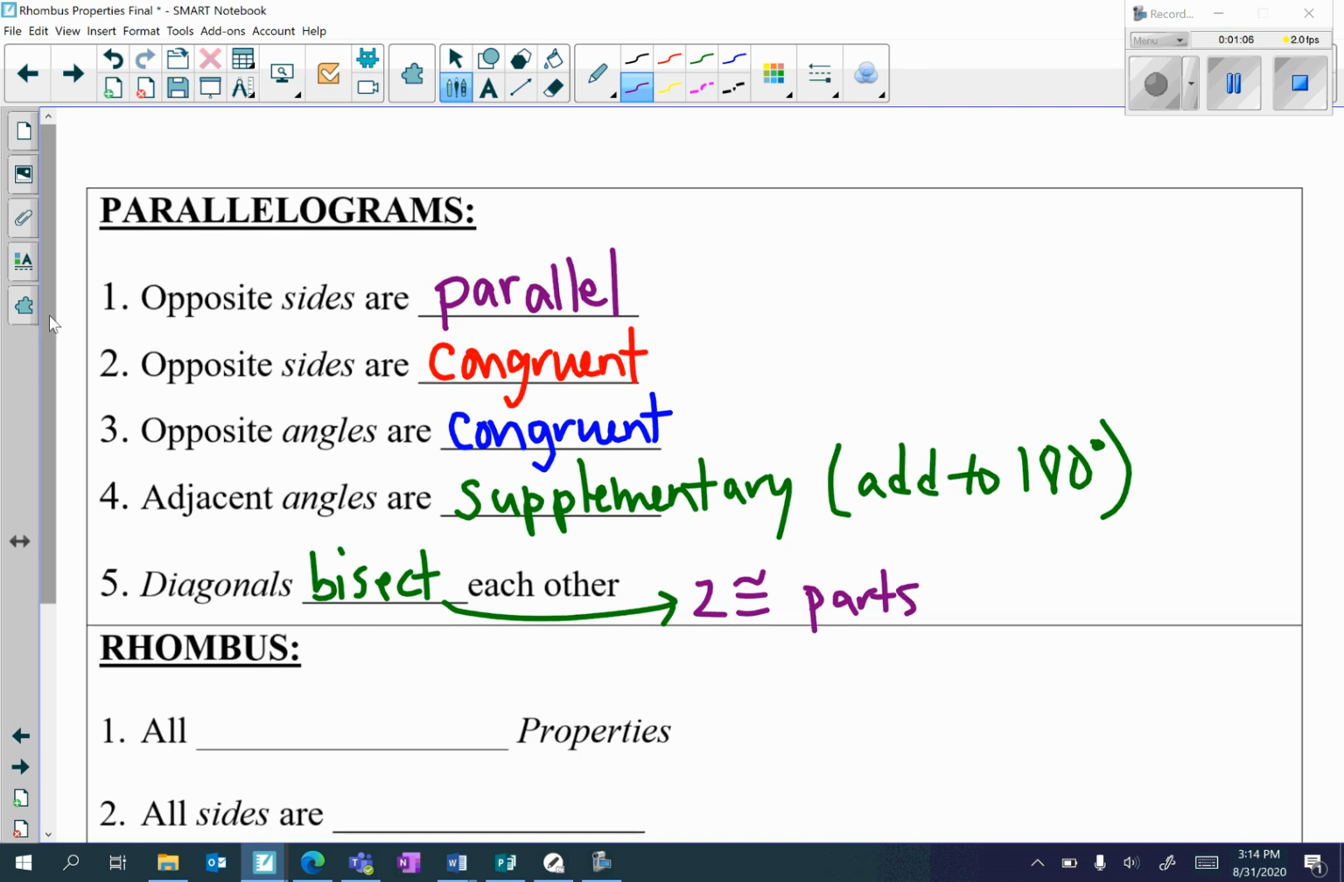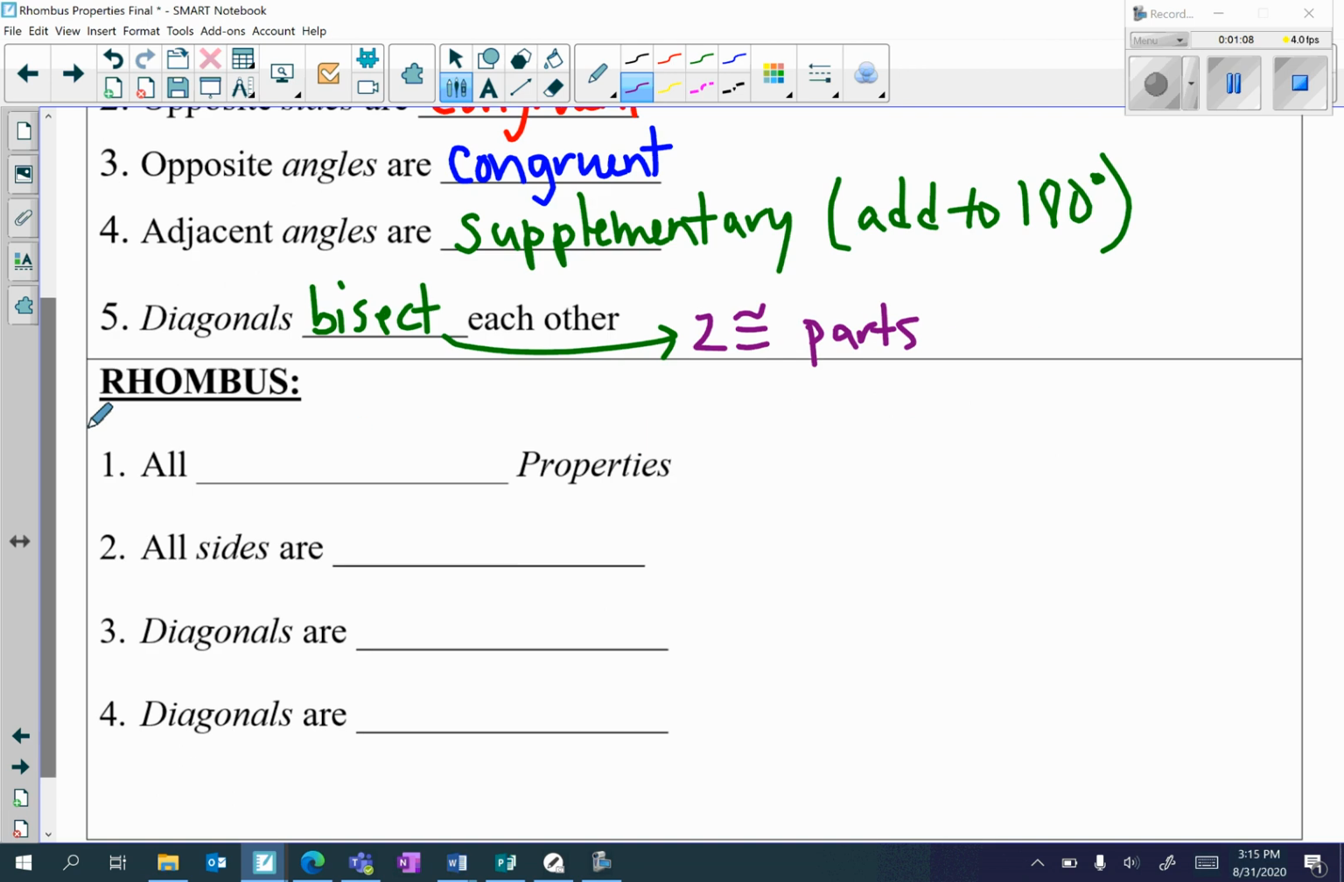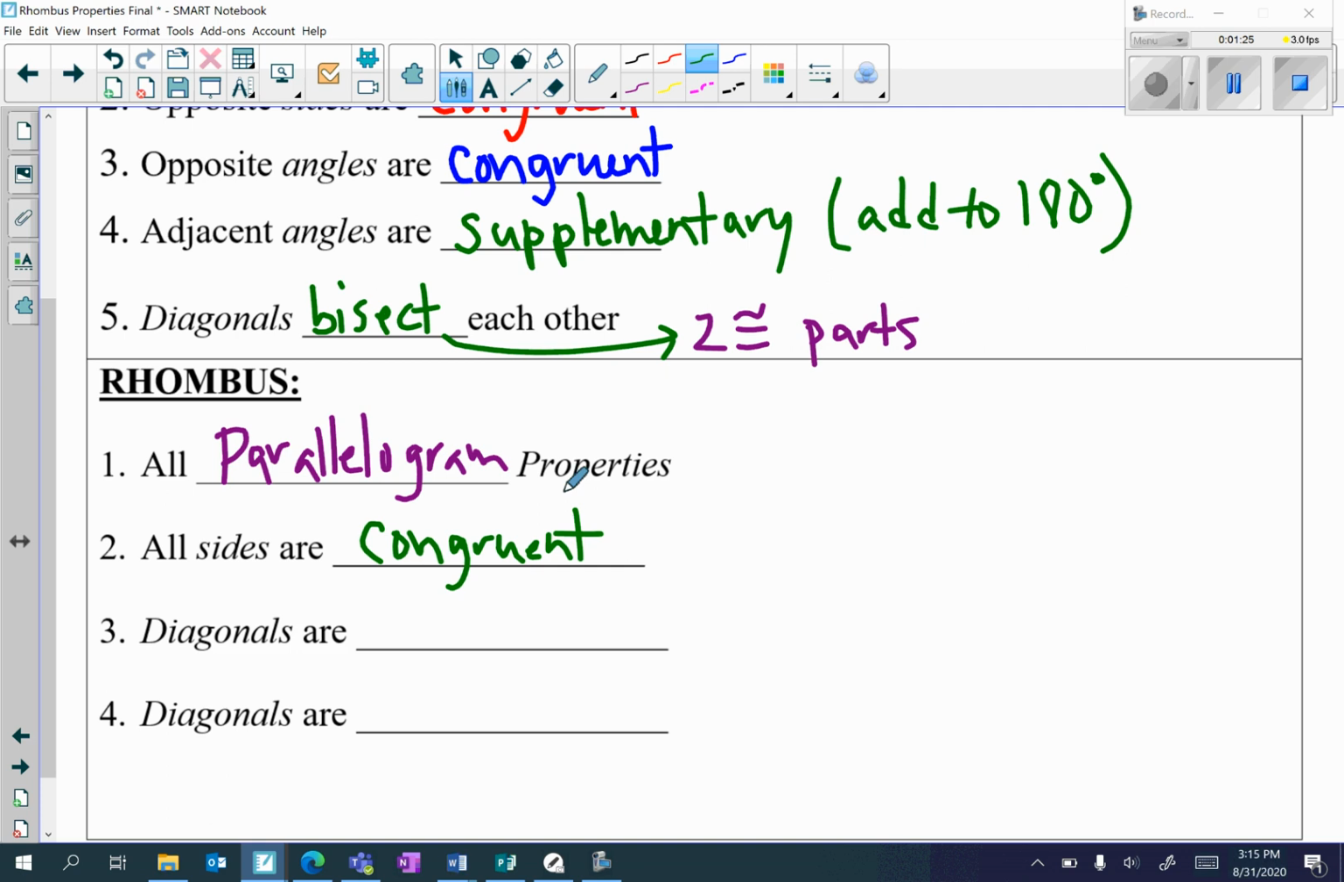Now, a rhombus has all the properties of a parallelogram. So those 5 properties that we just discussed also apply to a rhombus. In a rhombus, all sides are congruent. So every side length of a rhombus is the same.